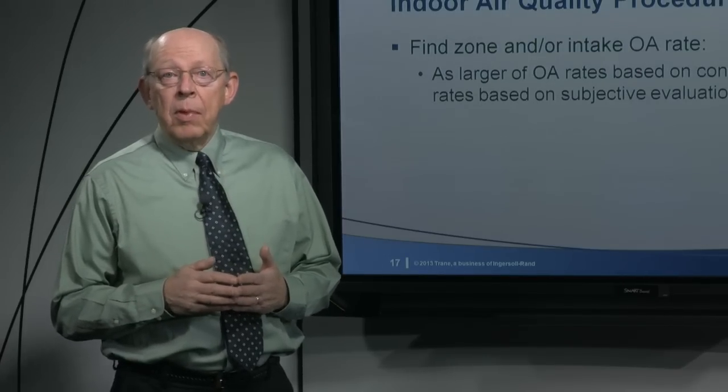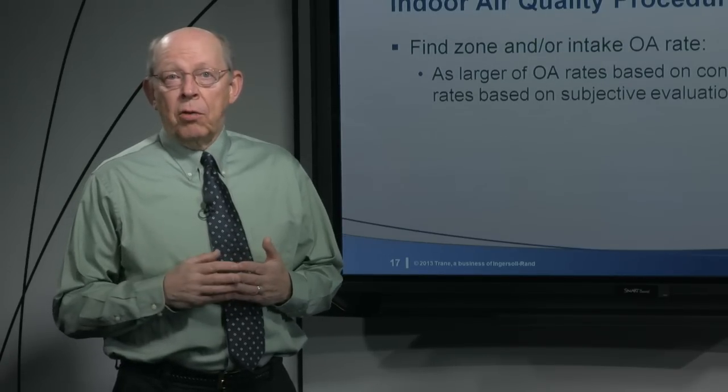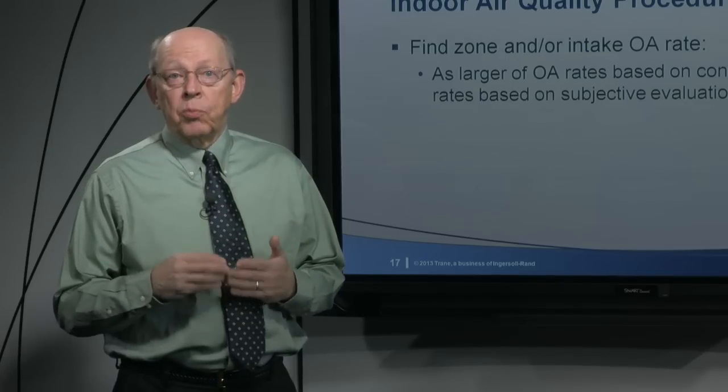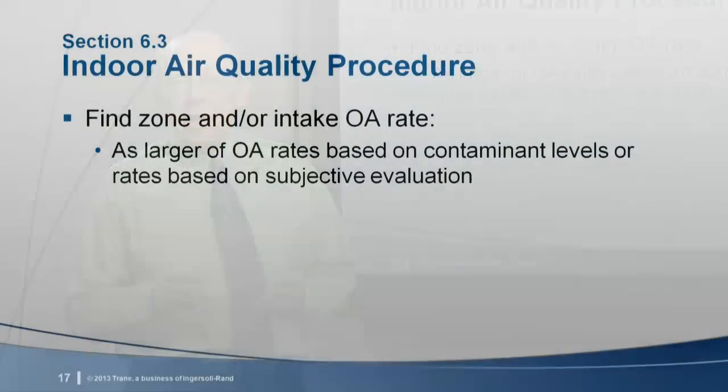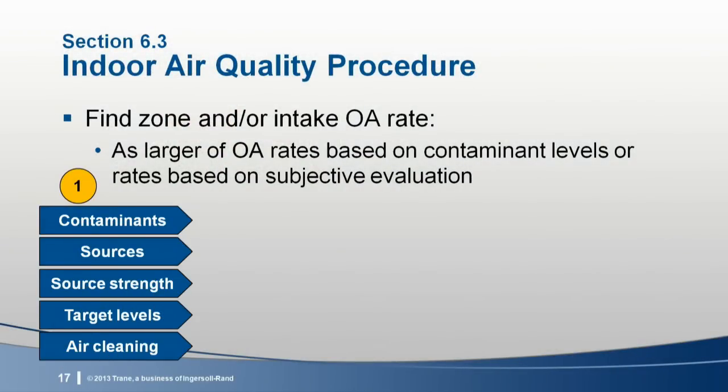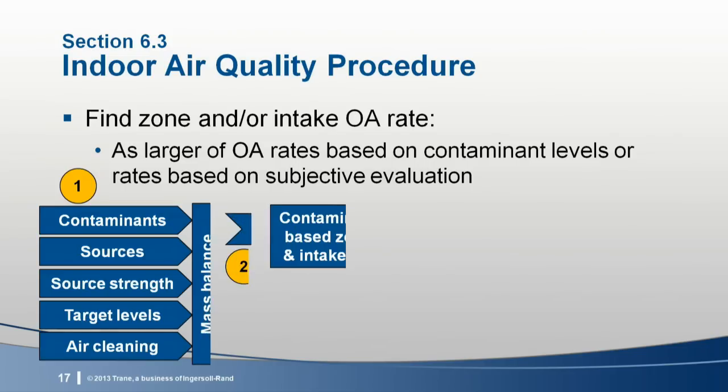Designers find minimum zone and system intake rates based on contaminant levels and subjective evaluation, proceeding as follows. First, identify all contaminants and mixtures of concern, sources and source strengths, and target contaminant and mixture concentrations. Second, use mass balance equations, accounting for any air cleaning devices, to find the zone and intake rates needed to control contaminant levels to less than or equal to the target concentrations.